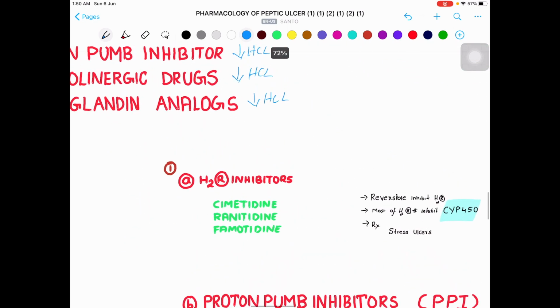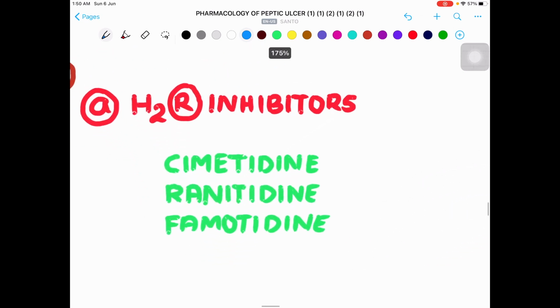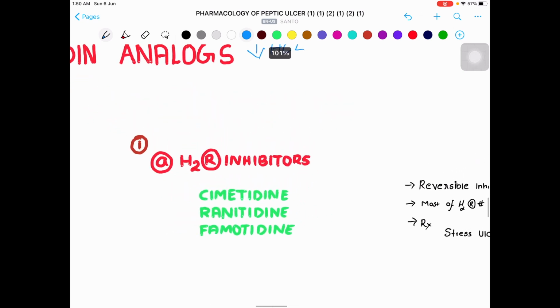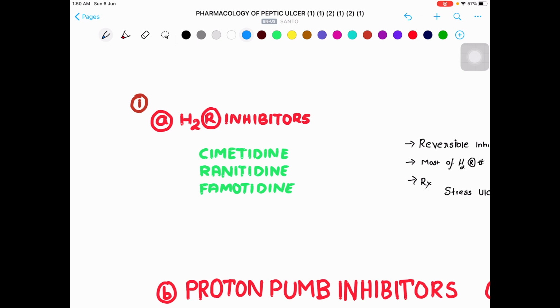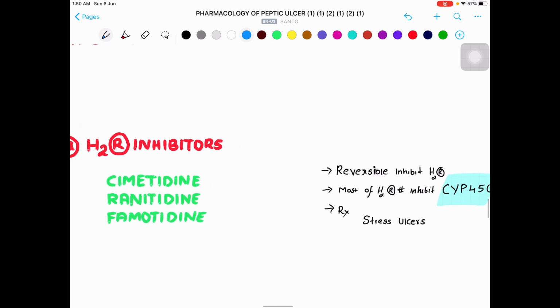Alright, let's see what drugs we have in H2 receptor inhibitors. We have cimetidine, ranitidine and famotidine. If you see "tidine" at the end of those drugs, you can say this belongs to H2 receptor inhibitors. What do H2 receptor inhibitors actually do? They reversibly inhibit the H2 receptor.